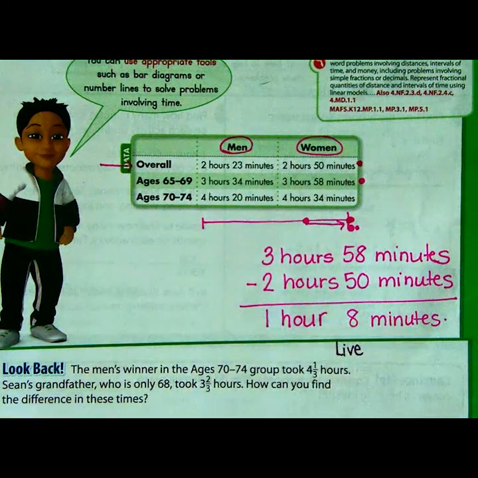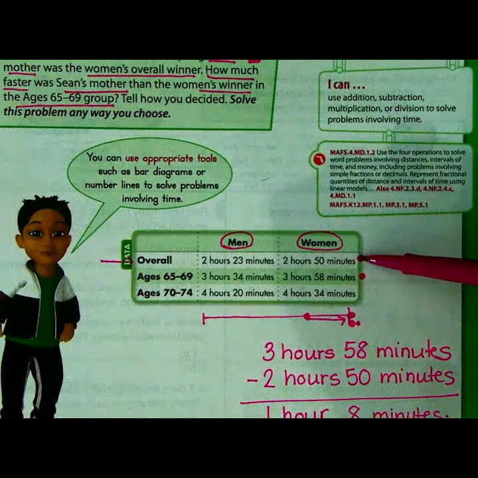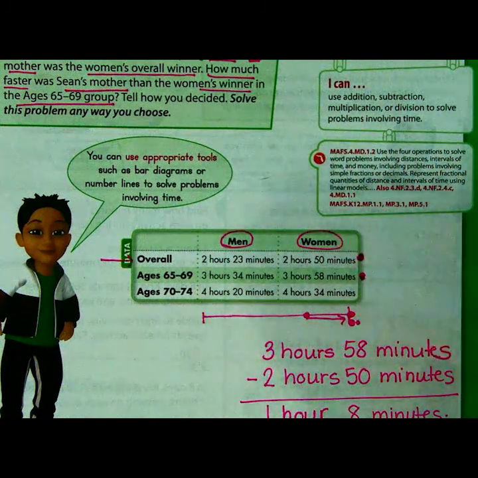So that is the difference between Sean's mother's time, the overall winner, and the difference between the ages 65 to 69 in the women's category. 1 hour and 8 minutes.